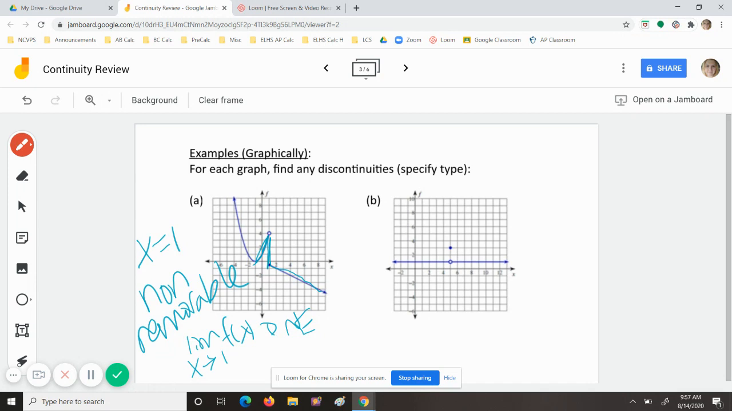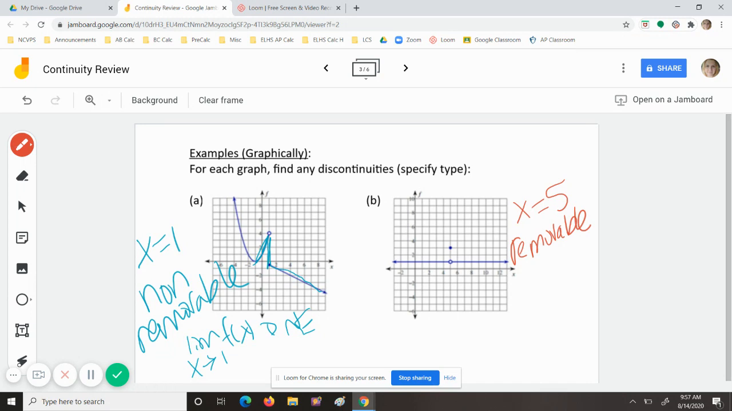We are definitely approaching the same values from left and right. So the limit does exist. The limit is 1. The problem with continuity is that those are not equal to each other. Okay, the defined point is not equal to the limit value. So this function is not continuous at x equals 5. Now this one is what we call removable. Okay, because the limit still exists. It's just a hole in the graph.